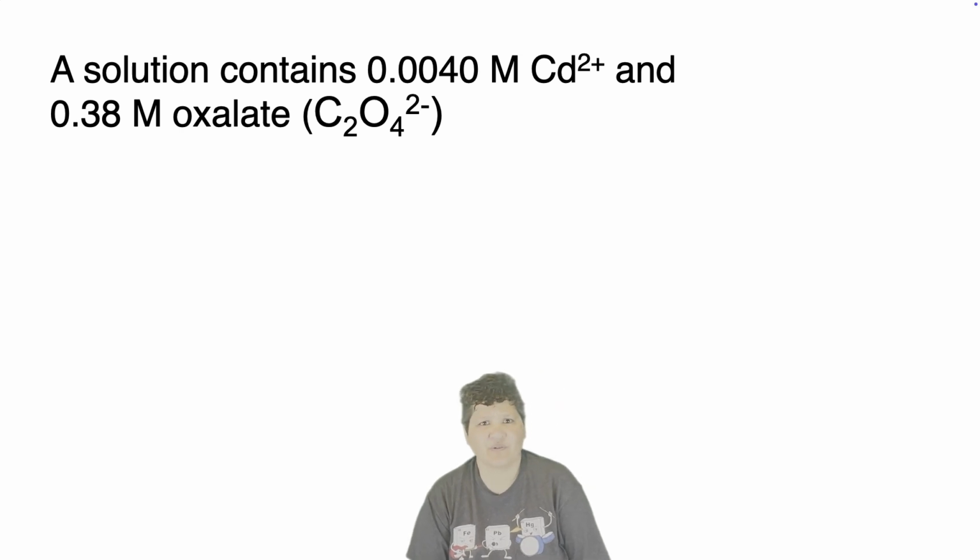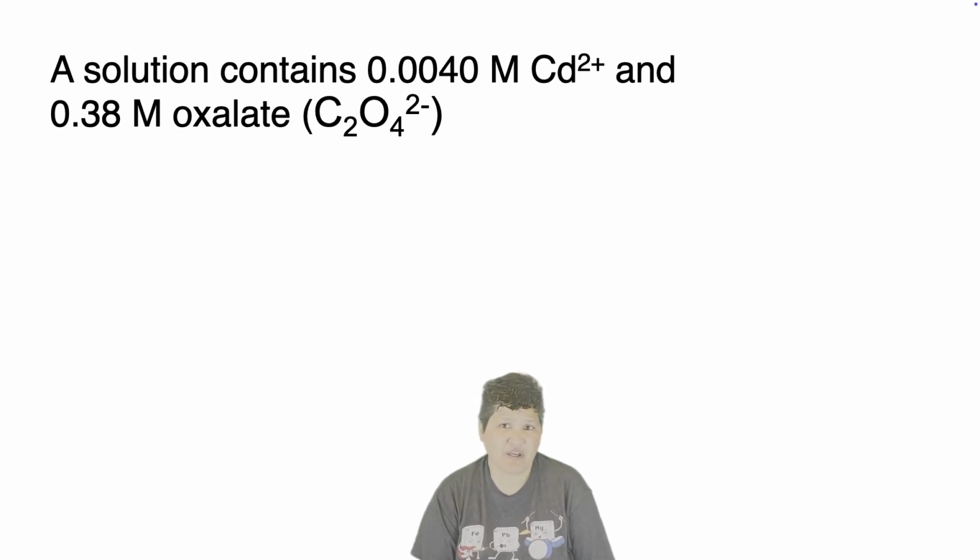Here's our first problem. We have a system that was made with 0.0040 molar cadmium-2+ and 0.38 molar oxalate. If you were actually going to make the system, there would be some other ions present, so technically there might be all sorts of chemistry going on in the system. However, we're not going to deal with that right now. We're just going to pretend that the only sort of equilibrium chemistry happening in the system is metal-ligand complex formation.